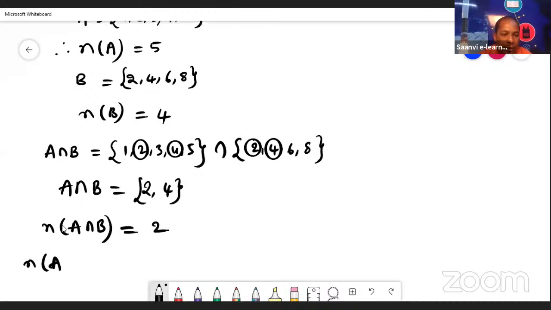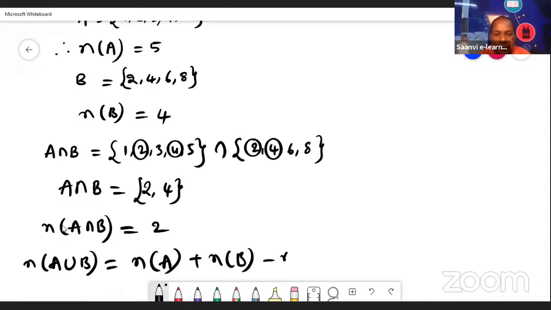So therefore, N of A union B is equal to, we can apply the formula, N of A plus N of B minus N of A intersection B. Okay, so this is the formula. Now substitute the values in the formula.